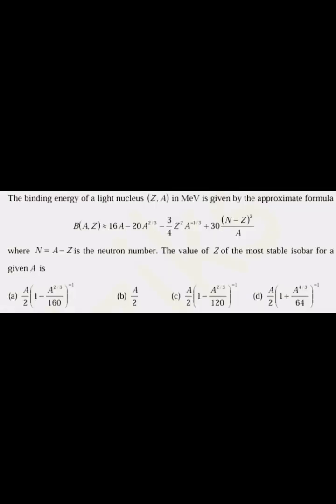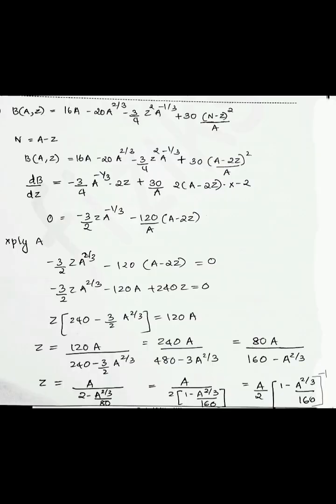The next question is: the binding energy of a light nucleus in MeV is given by the approximate formula B(A,Z) = 16A − 20A^(2/3) − (3/4)Z²A^(−1/3) + 30(N−Z)²/A, where N = A − Z is the neutron number. The value of Z of the most stable isobar for a given A is dash.